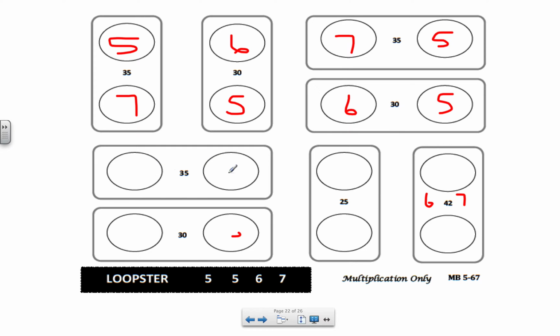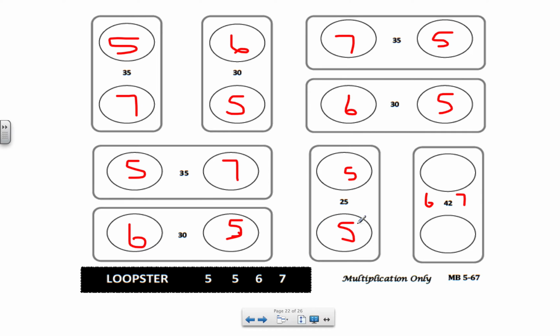Now come down here. What makes 35? 5 times 7, but I can't have a 7 here because I already have a 7 in my first column. So let's make this 5 and this 7. What's missing in my first column? 5, 5, 7, 6. 6 times 5. Then I come in here. 5 times 5 is 25. That's an easy one.